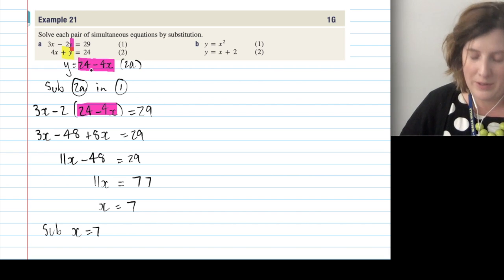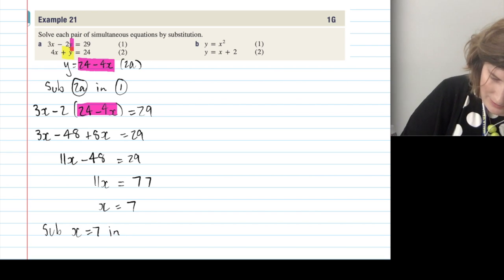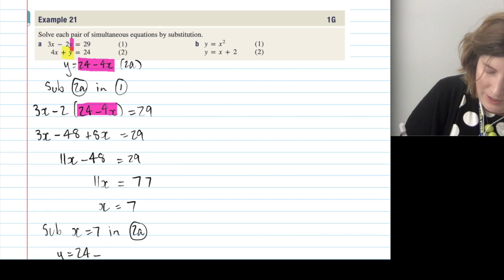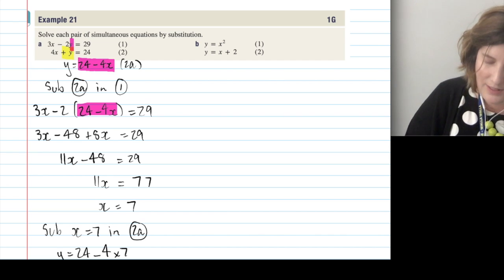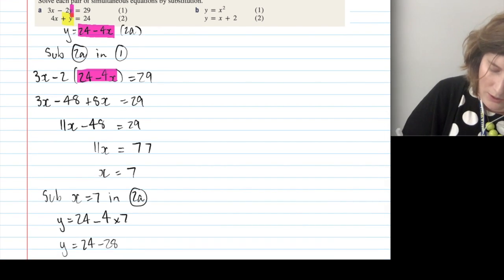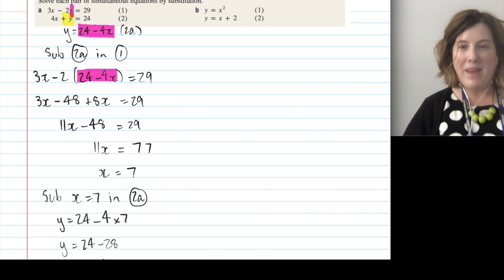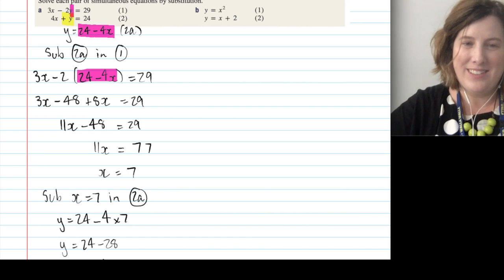There's no fiddling around. And I'm going to write that I'm subbing it in 2a because I labelled that 2a. So I've got y equals 24 minus 4x, so 4 times 7. So I've got y equals 24 take 28. Yeah, 7 times tables for the win, which means y equals negative 4. So x equals 7 and y equals minus 4. Hooray, we managed.